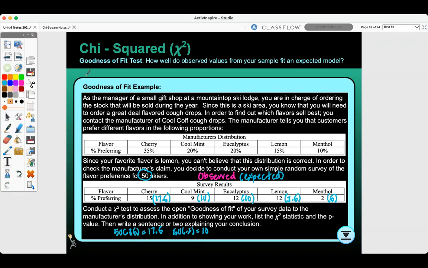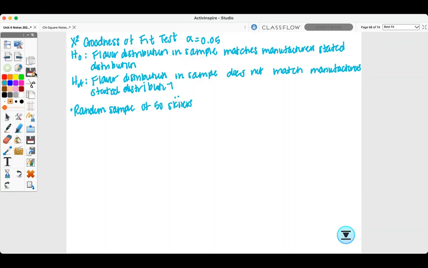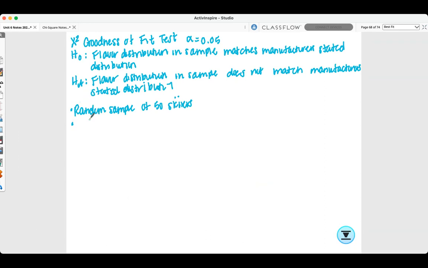And I look at all these values. They are greater than or equal to 5. So we would state all expected counts are greater than or equal to 5. So we have a large enough sample.